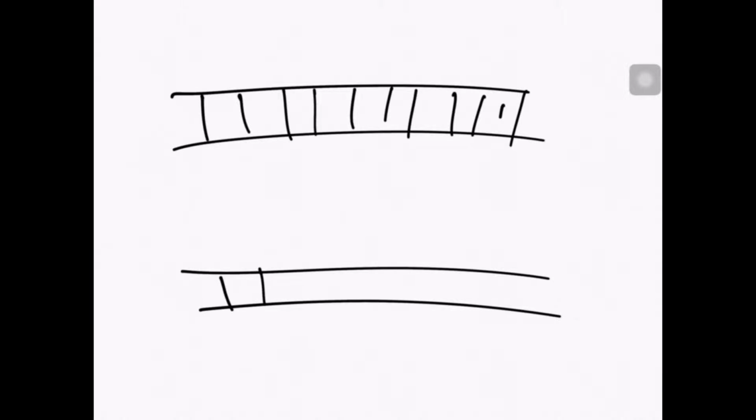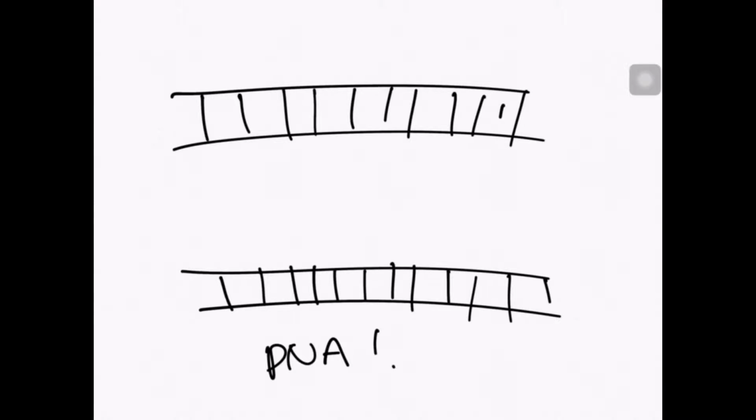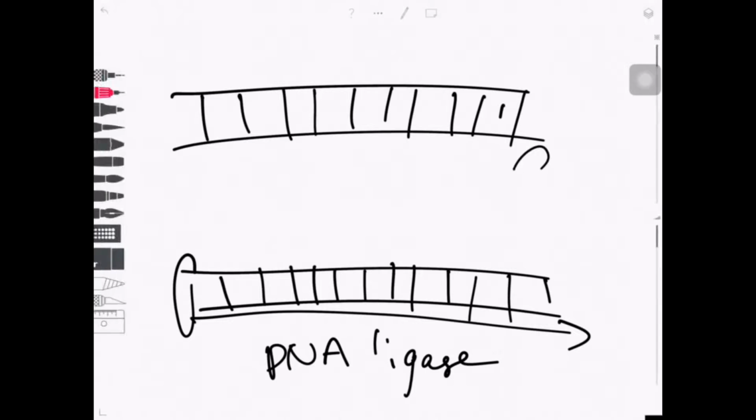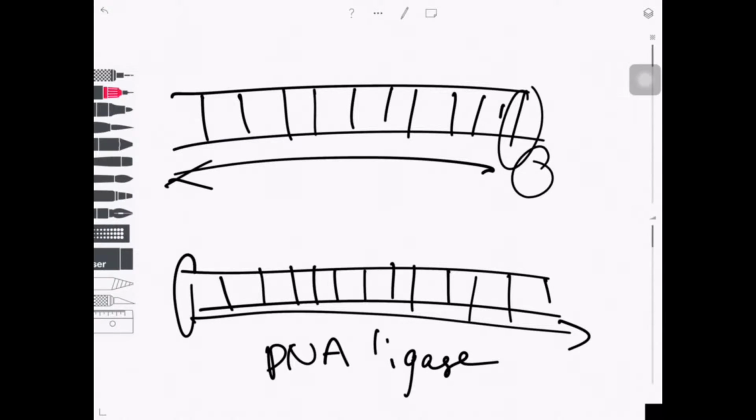There's only one final step to complete the replication process, and that is for the DNA ligase. And what the DNA ligase is going to do is go over the DNA structure for both the strands, and it's going to begin, of course, sealing up the phosphate backbone which we have broken down at the very start.